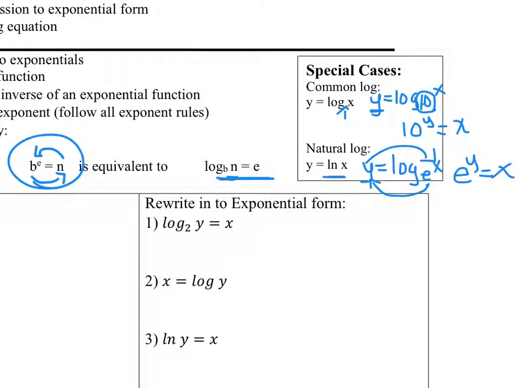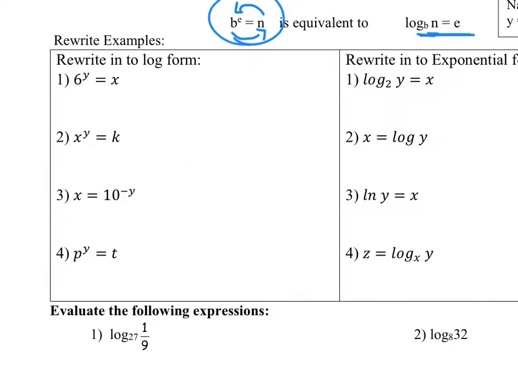So when I showed you here, I went from the exponential to the log, and here I just went from the log to the exponential. So we're going to have to do both. But to solve log equations, we're generally going to go from log to exponential, but you do have to know them both. They're both useful.